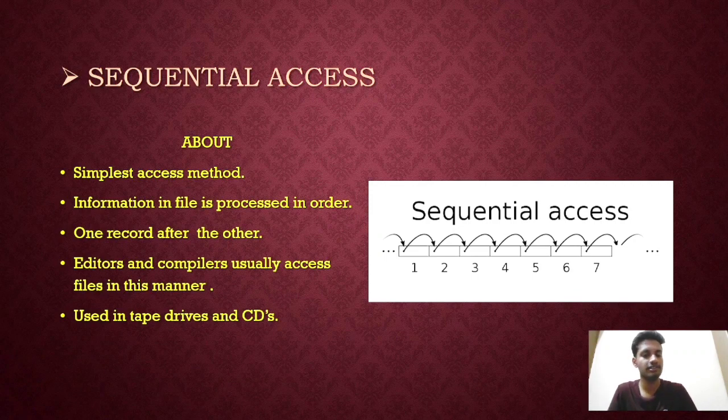Editors and compilers usually access files in this manner. Take a compiler: you write a C program, what does the compiler do? It goes line by line. It starts with line number 1, then goes to the next line, then the third line, and the subsequent lines. That's what the compiler follows. It is used in tape drives and CDs.